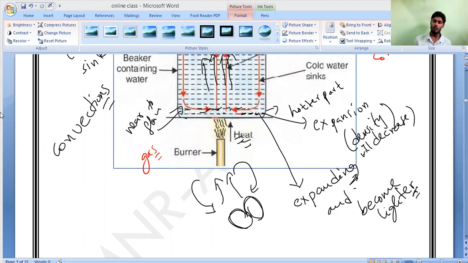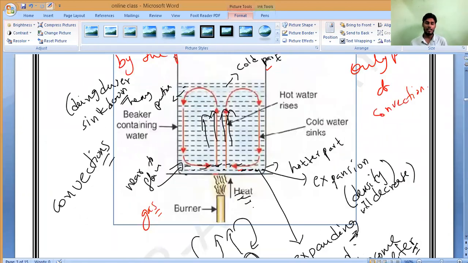Is it yes or no? It gets heated uniformly. Do you understand it? Sir, one doubt. The circulatory movements only. Understanding what I said? Does the circulatory movement look like a circle or not? Yes, sir. So the circulatory movement is only called convection.